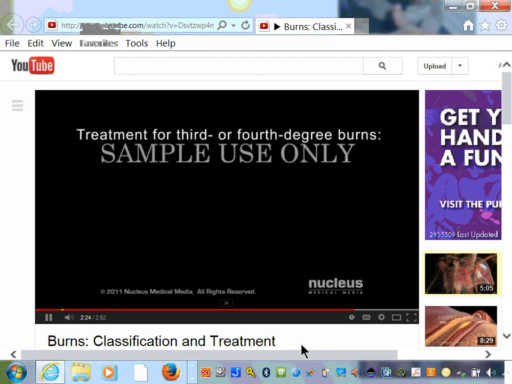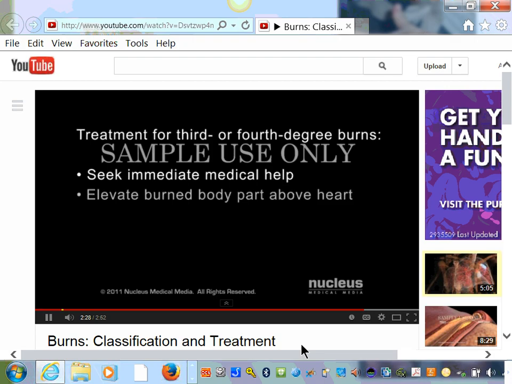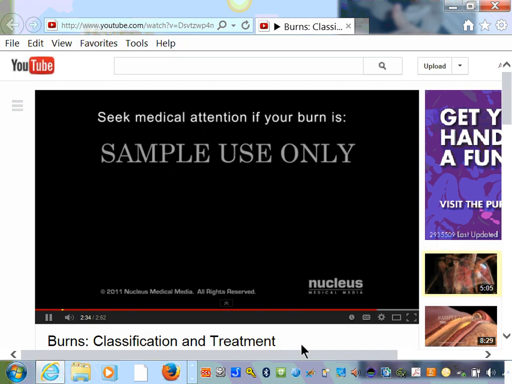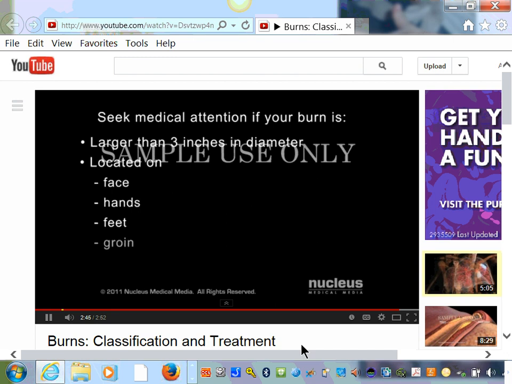If you have a third or fourth-degree burn, go immediately to an emergency department. If you can, elevate the burned body part higher than your heart. You will also need to seek medical attention if your burn is larger than 3 inches in diameter, or if it is located on your face, hands, feet, groin, buttocks, or over a major joint.